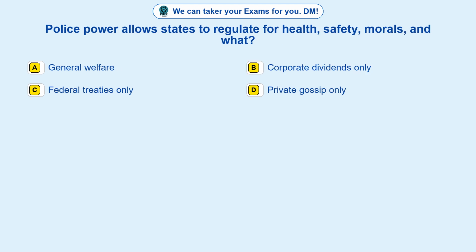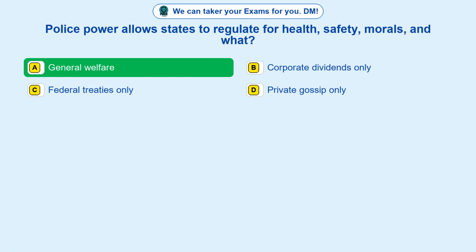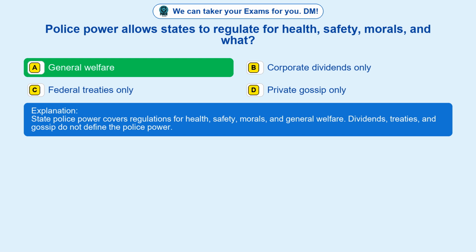Question 45. Police power allows states to regulate for health, safety, morals, and what? Option A. General welfare. Option B. Corporate dividends only. Option C. Federal treaties only. Option D. Private gossip only. The correct answer is option A. General welfare. State police power covers regulations for health, safety, morals, and general welfare. Dividends, treaties, and gossip do not define the police power.